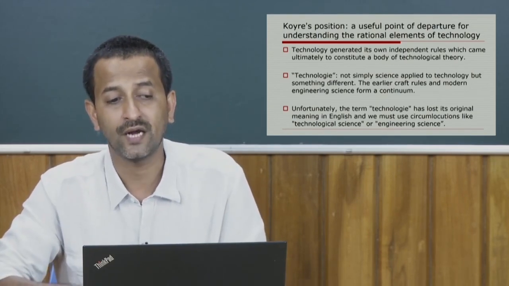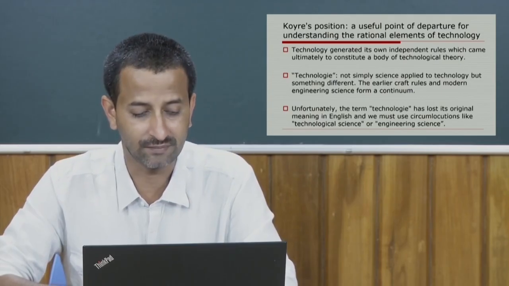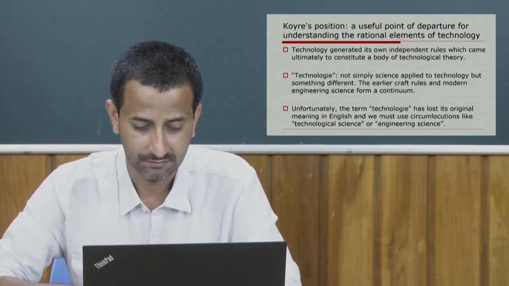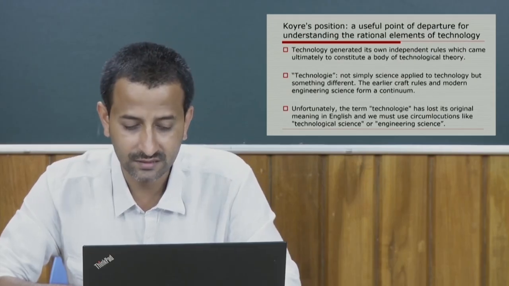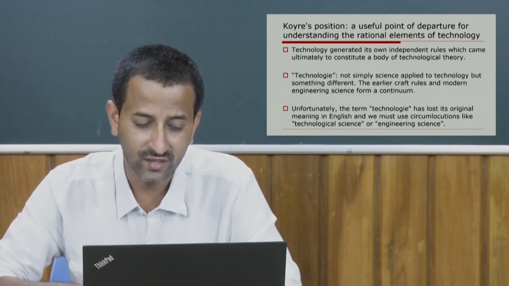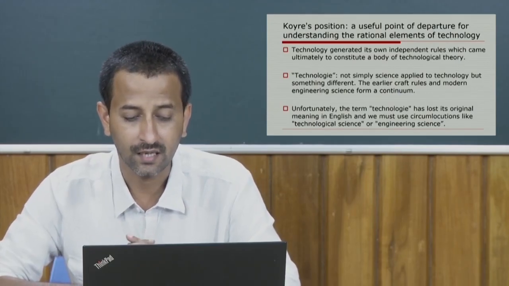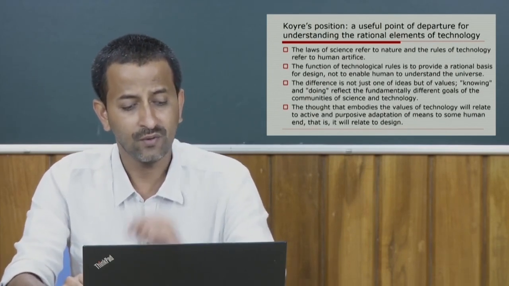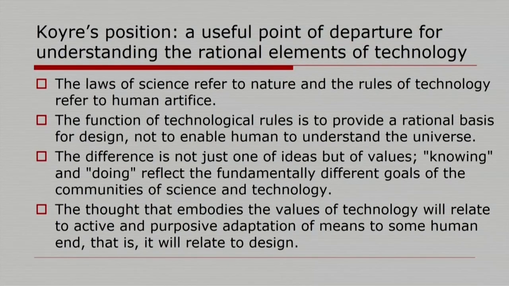The earlier craft rules and modern engineering science form a continuum. Unfortunately, the term technology has lost its original meaning in English, and we must use circumlocutions like technological science or engineering science. But whatever the terms, the implication is that the earlier craft rules and modern engineering science, however different in form, make up a continuum. We might restate the matter by noting that the laws of science refer to nature, and the rules of technology refer to human artifacts.